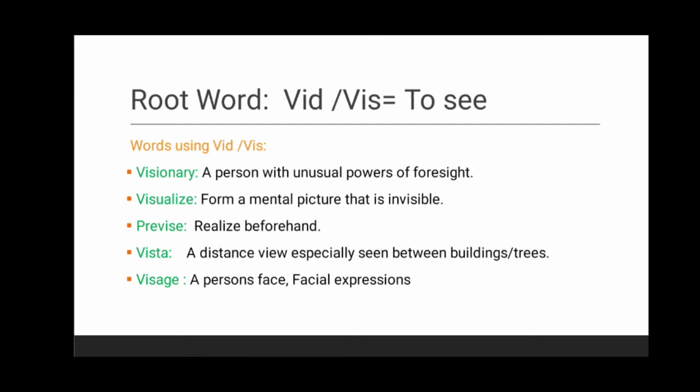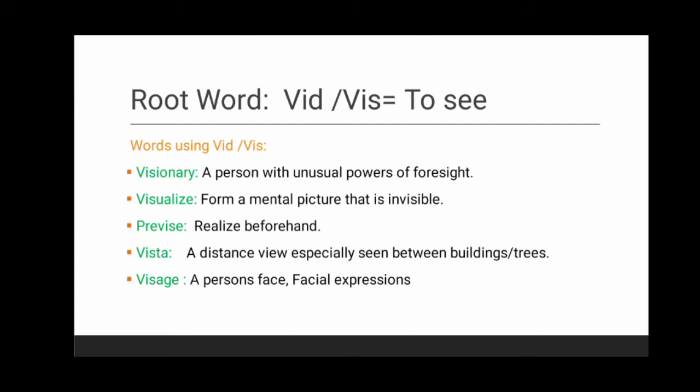And the next word is visualize, which means form a mental picture that is invisible. And the example sentence is, I cannot visualize what he looked like. And the next word is previse, which means realize beforehand. And the example sentence is, visual pictures now can previse and improve your reading.